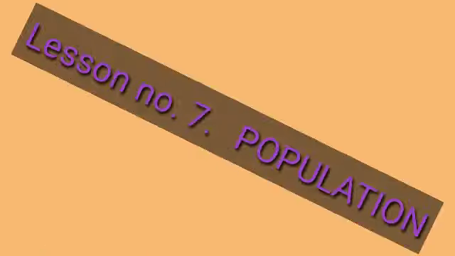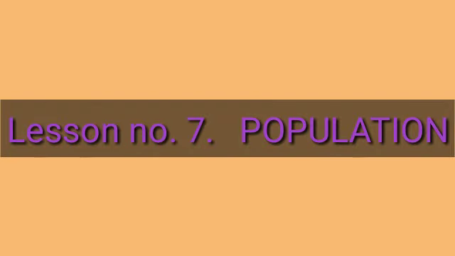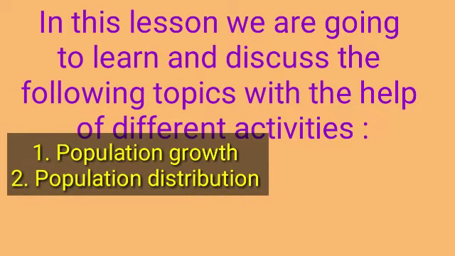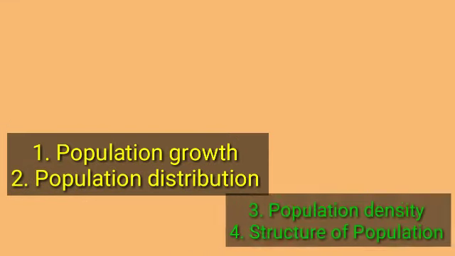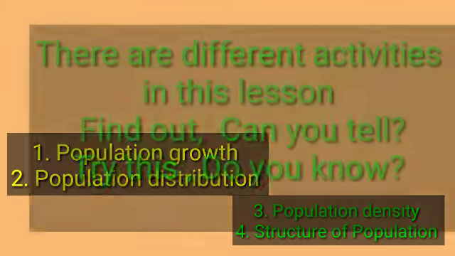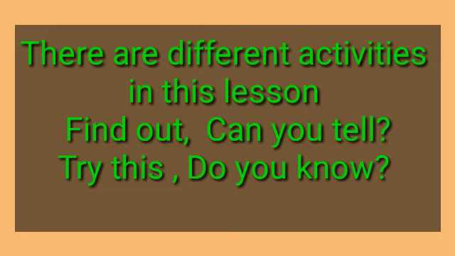Lesson number 7, population. Today we are going to learn and discuss the different topics with the help of different activities in this lesson. First point is population growth. Second point is population distribution. Third point is population density. Fourth is structure of population. Then we will do and complete different activities such as find out, can you tell, try this, do you know, etc.